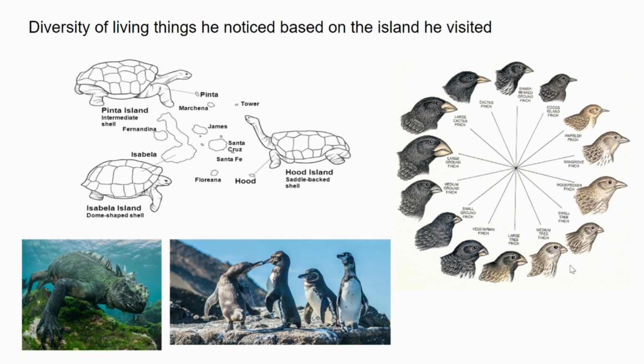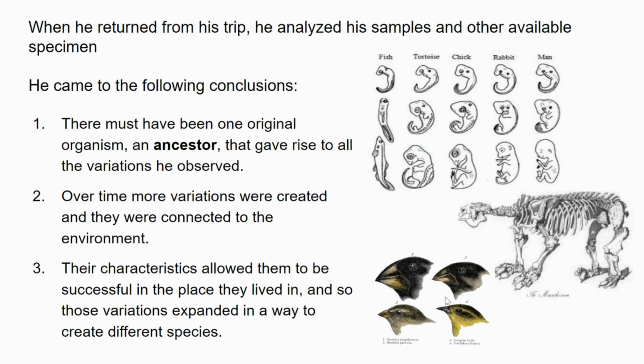He began thinking of answers, he collected his samples, and then moved on. Once he returned from his trip, he compiled all of his data, along with other available data, and came to the following conclusions. Number one, there must have been an original organism, an ancestor, that gave rise to all the variations he observed on the different islands of the Galapagos and in other regions that he visited.